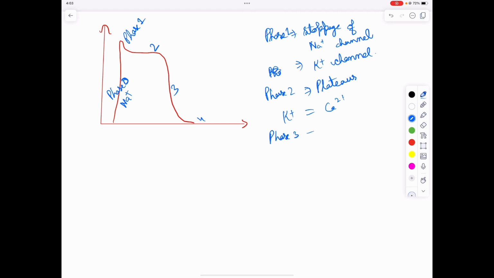Now when we move on to phase 3, what happens in phase 3? In phase 3, calcium influx has stopped, but potassium efflux continues, and since potassium efflux continues, this will lead to repolarization. This is the repolarization phase.